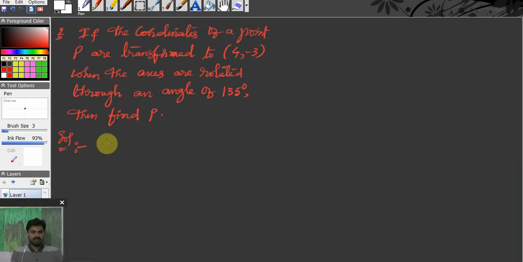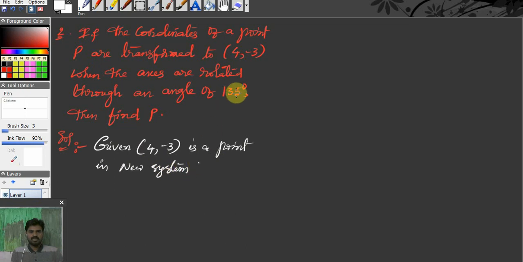Look at here, the problem is there. If the coordinates of a point P are transformed to 4 comma minus 3. Okay, that means there will be a point P, they can be transformed to 4 comma minus 3. Now 4 comma minus 3 belongs to the coordinates of the point in new system. So first you should write the given: 4 comma minus 3 is a point in which system? In new system.